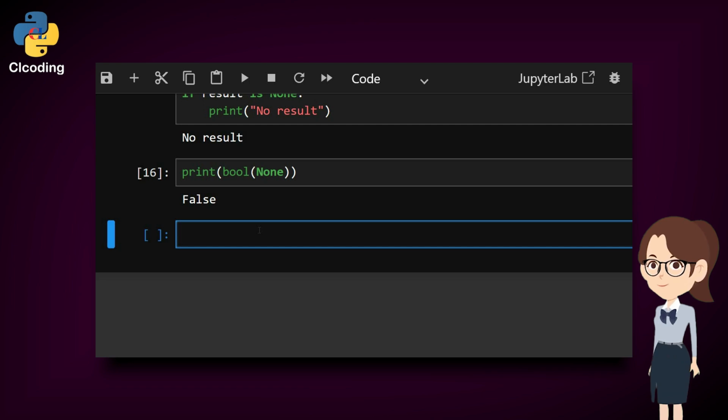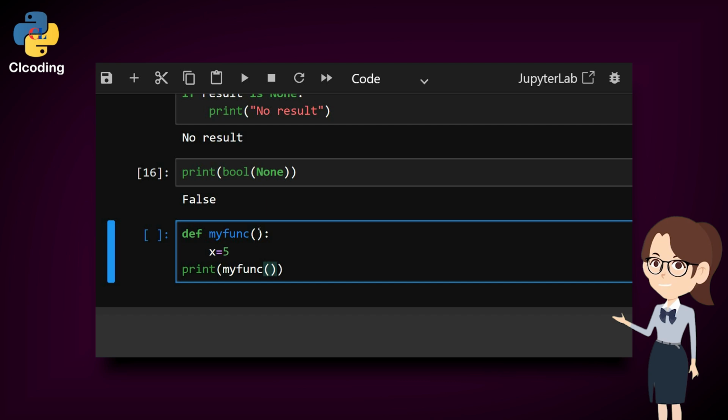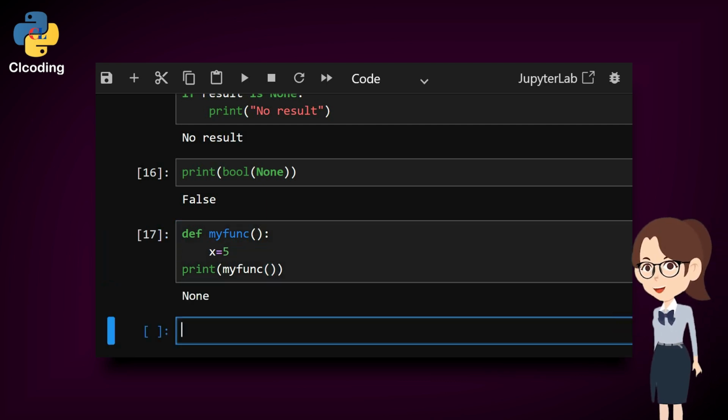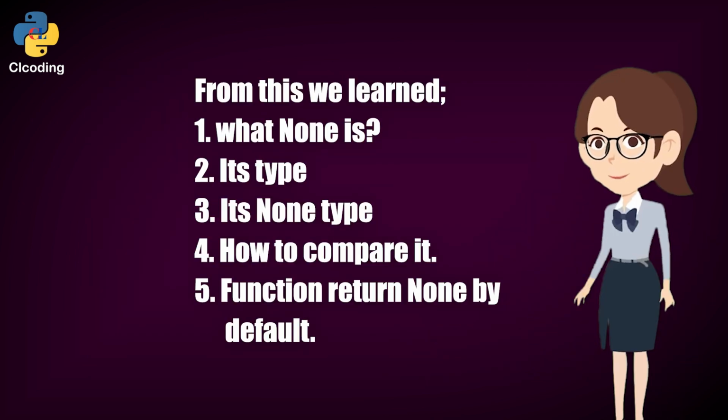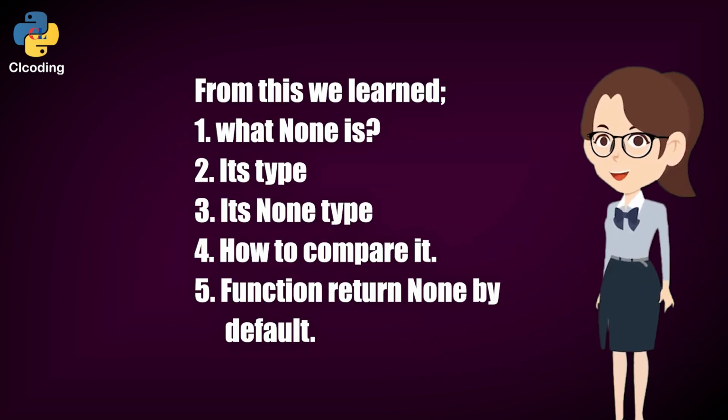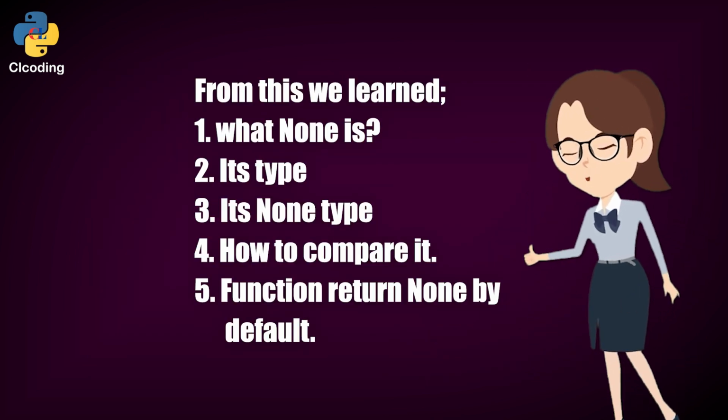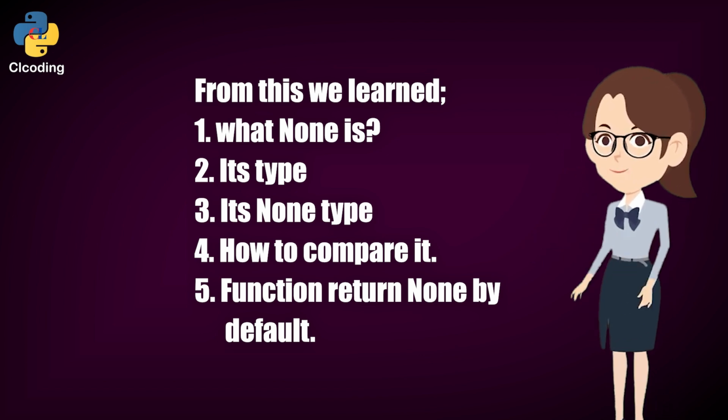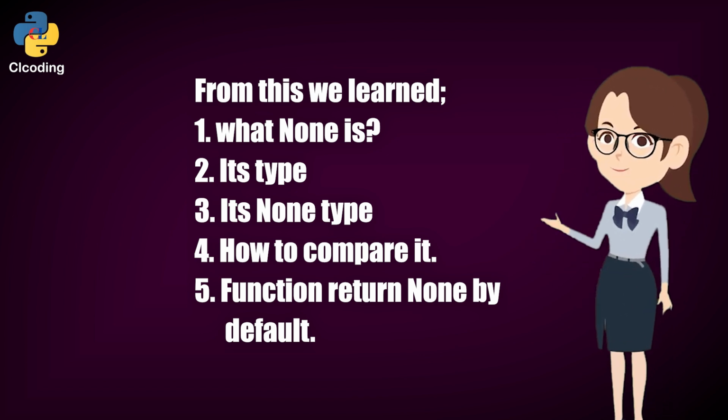And how does a function return None? Here we created a function, and if a function has no return, Python returns None by default. Let's see the output. Here we can see the output. So in today's video we learned what None is, its type is NoneType, how to compare it, and functions return None by default.